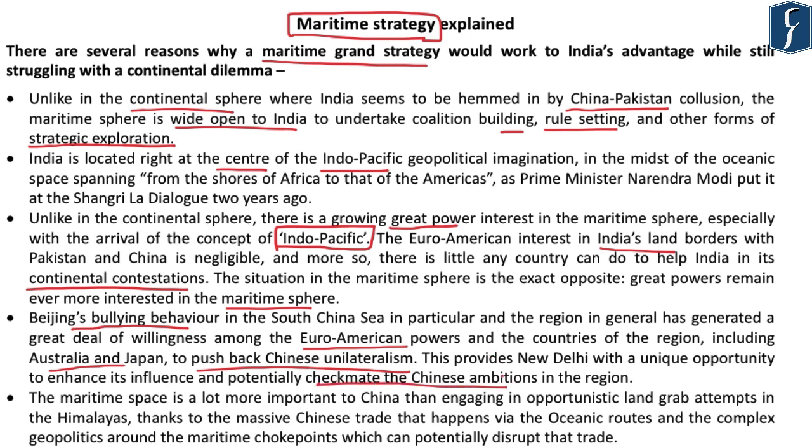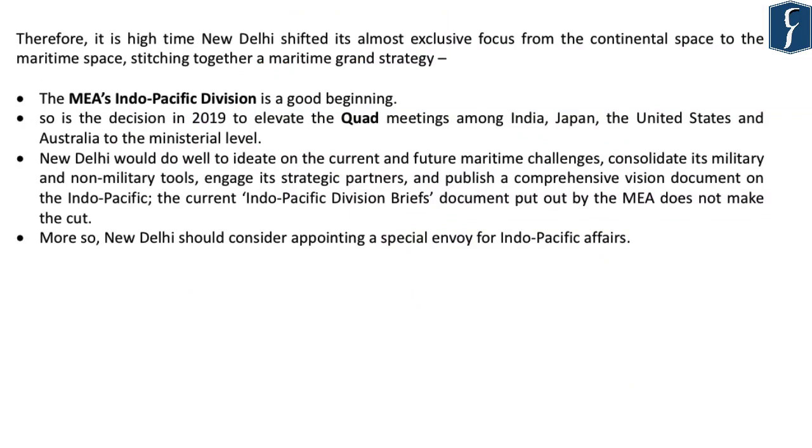ambition in the region. The stake for China in the maritime region is much higher than the opportunistic land grab in the Himalayas, because massive Chinese trade happens via oceanic routes, and a complex geopolitics around the maritime checkpoints can potentially disrupt this trade of China. So if India develops a very strong maritime strategy, that will give India some maneuvering room to checkmate the adventurism of China happening in the Himalayas. So it's important for India to shift from almost exclusive focus on the continental space to the maritime space.